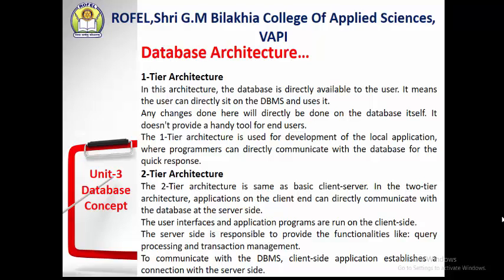Now, one-tier architecture. So, I already told you what one-tier architecture is. It is directly available to the users, and users can directly use the database themselves, without using any extra tools or any extra end users to use a particular database or particular data. And this one-tier architecture is used for development of local applications. In a local application, programmers directly communicate with the database and that gives a quick response.